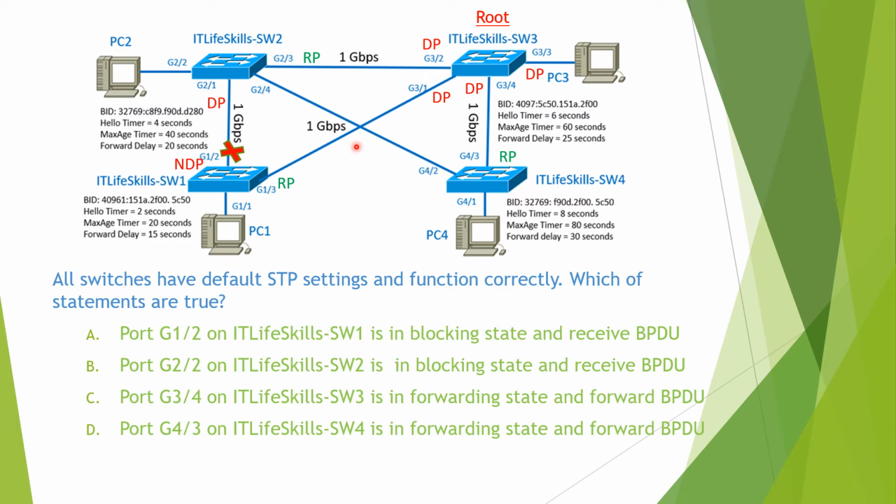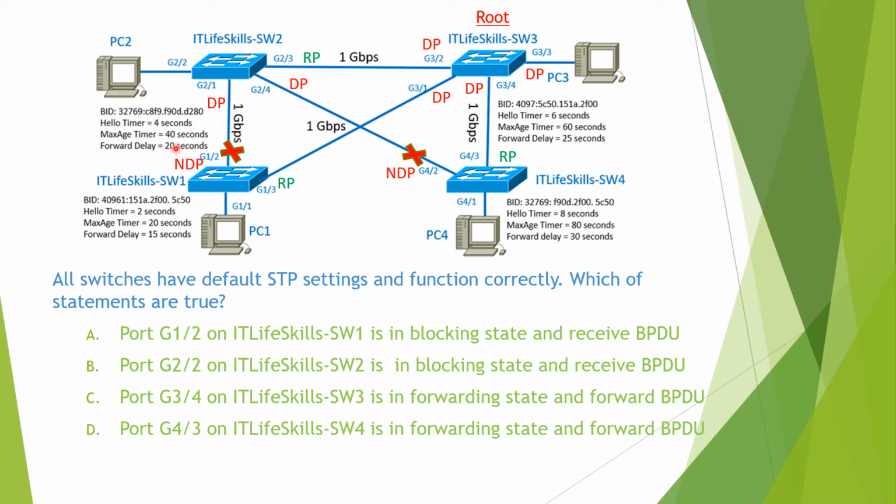Now let's look at this link. In this link, the bridge priority on switch 2 is equal to the bridge priority on switch 4. However, when we look at the MAC address, C is less than F, so the port Gs24 will become designated port and the port Gs42 will become non-designated port. Now let's look at the answers.